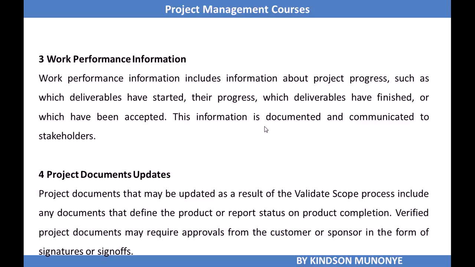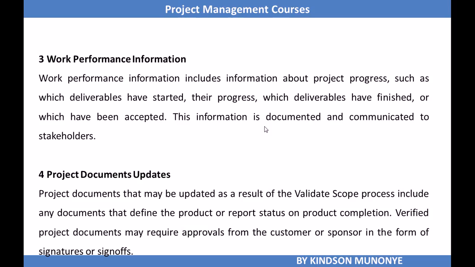We also have work performance information as output. This is work data that has been contextualized, analyzed, and can be used for decision making. It includes information about the project progress, which deliverables have started, their progress, which ones have finished, and so on and so forth. And of course, we also need project document updates. Updates to project documents might be necessary in the course of the Validate Scope process.